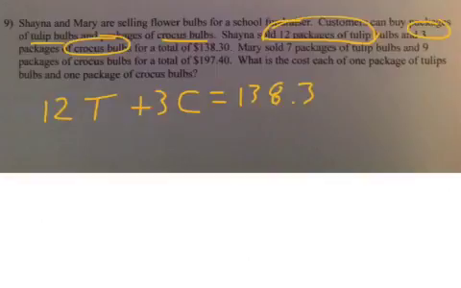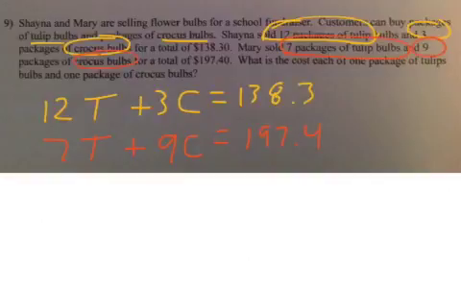Okay, let's keep reading. Notice Mary did 7 packages of tulips. I'm going to write 7T for that. And 9 of the crocus. So I'm going to write 9C for that. And that's going to equal 197.4. We don't need those zeros at the end, okay?